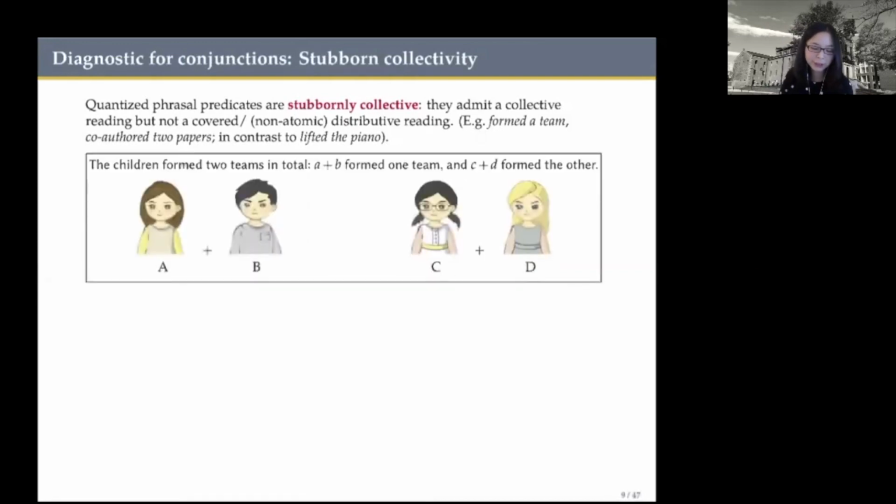So for illustration, think about this scenario. We have 4 children, A, B, C, D. A, B form a team, C, D form a team. In this context, it is true to say the children formed teams, plural. But it's false to say the children formed a team, or the children formed one team. Because this sentence requires the 4 children to be inside the same team. So this is what I mean by stubborn collectivity.